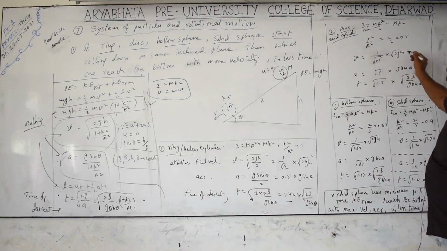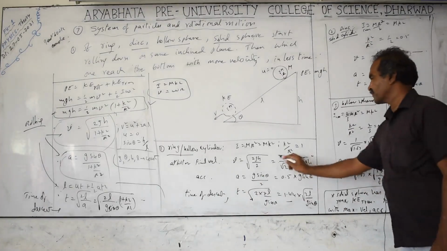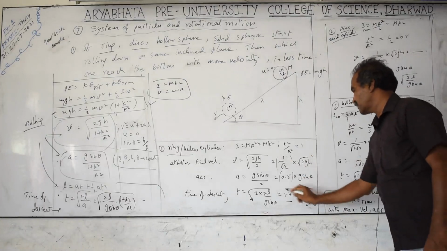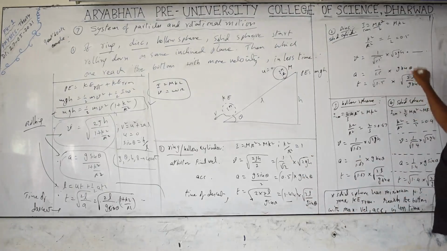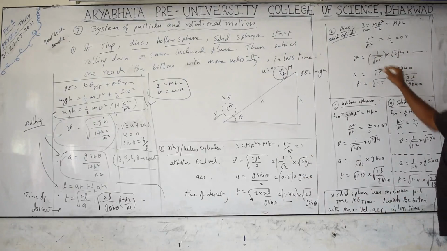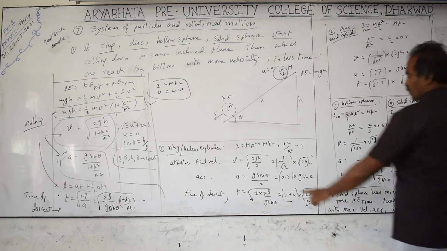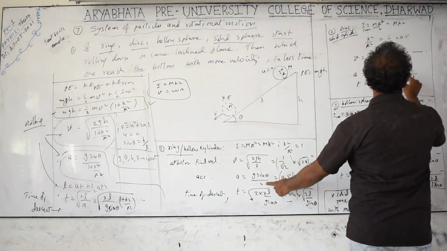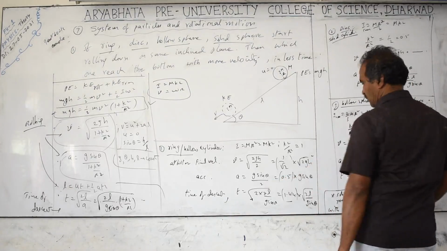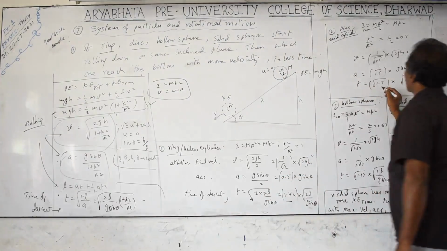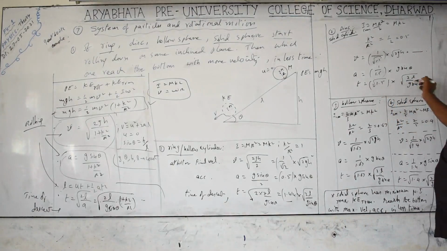You can check up the calculations. This is equal to how much, I am leaving that part to you. This part you have to compare. The root part is the same for all objects, so this part only you have to compare. The acceleration also becomes equal to 1 by 1.5 into g sin theta. Time is nothing but equal to root of 2L by g sin theta, replacing the 2 with 1.5.